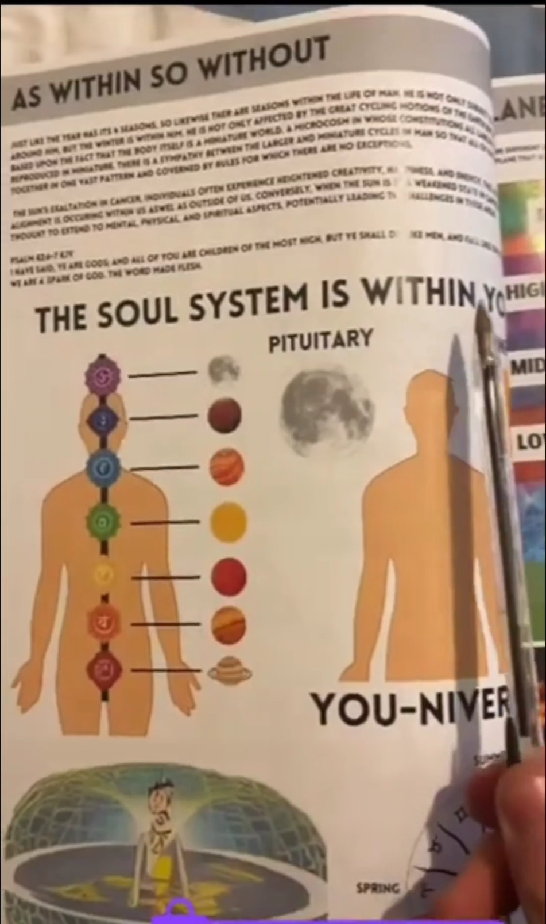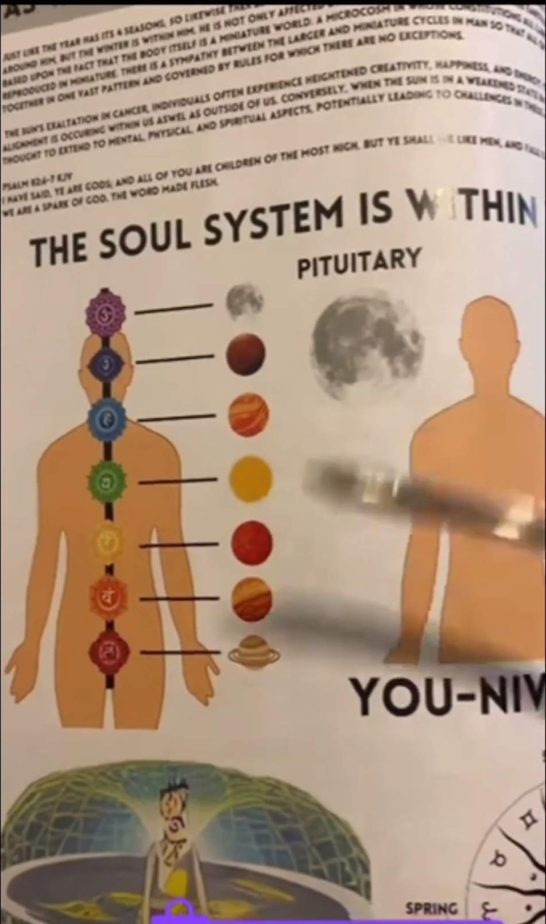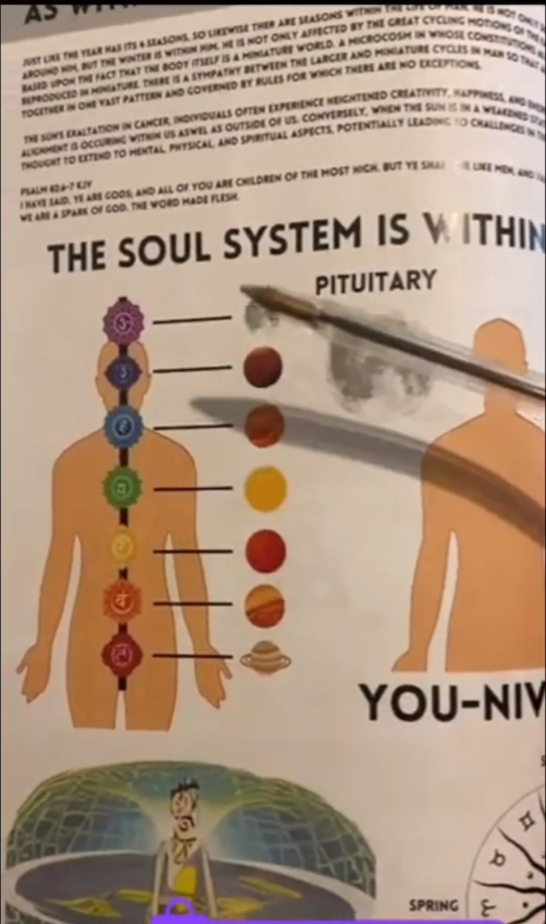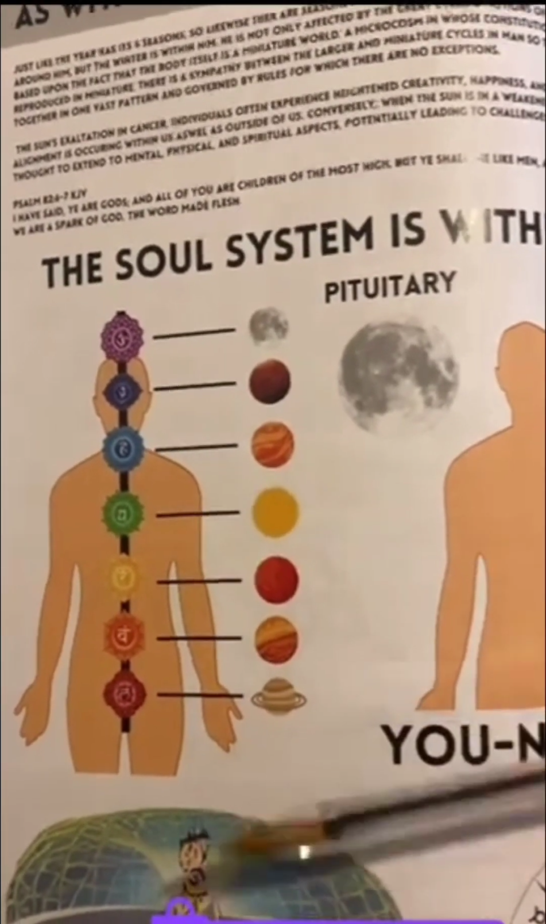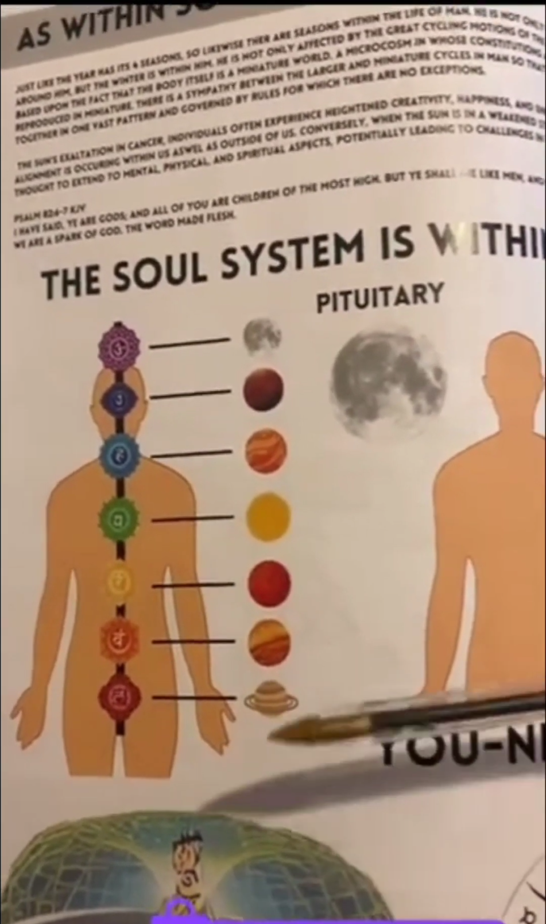The soul system is within you. It's the 7 chakras, the 7 planets. The cycles of the sun being summer and winter happens within the body because you are a miniature world. In the summer, you feel better and you gain better ideas. In the winter, you feel less alive.